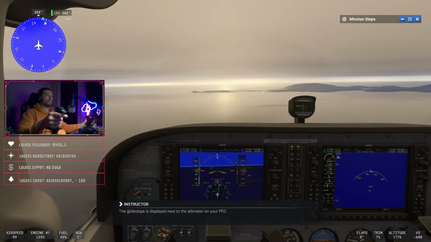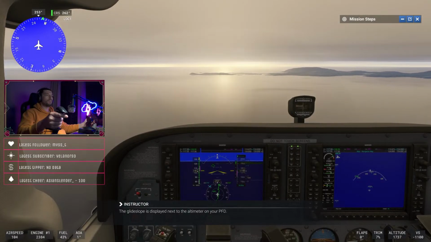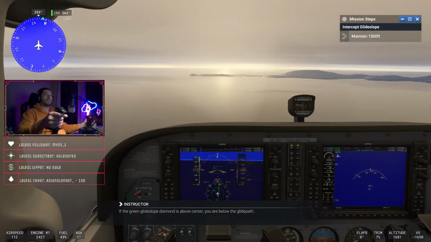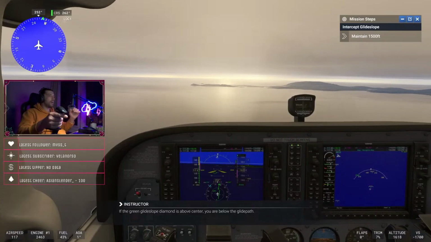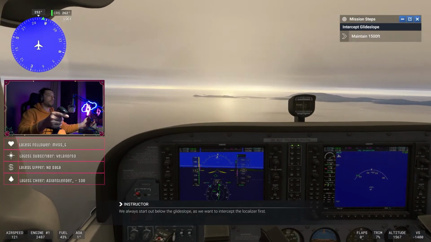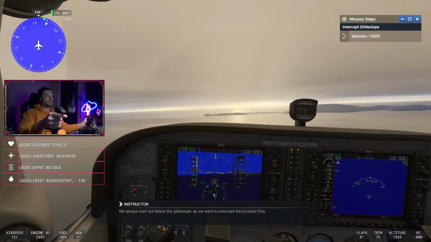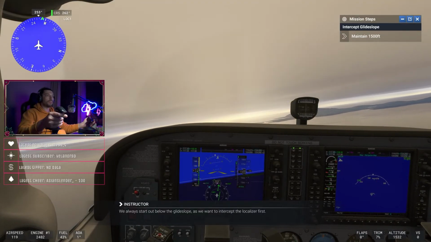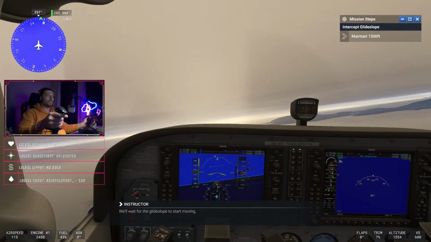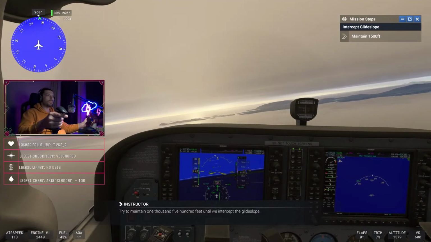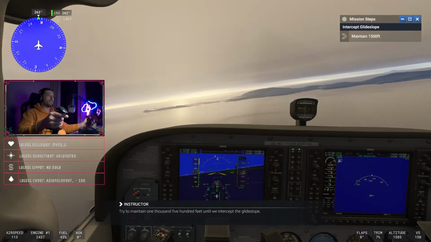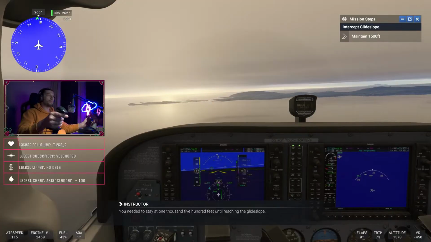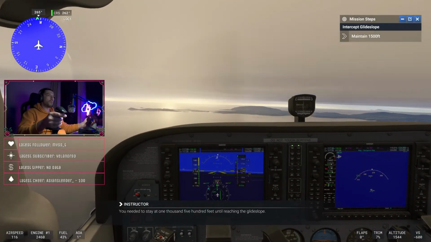The glide slope is displayed next to the altimeter on your PFD. If the green glide slope diamond is above center, you are below the glide path. We always start out below the glide slope, as we want to intercept the localizer first. We'll wait for the glide slope to start moving. Try to maintain 1,500 feet until we intercept the glide slope. You needed to stay at 1,500 feet until reaching the glide slope.